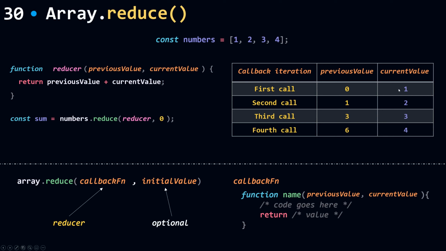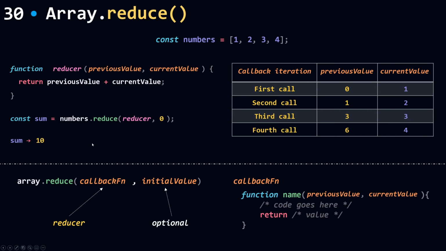Now, because we don't have any other element in the array, this is the last iteration, or the last call. And on the fourth call, the reducer will return the previous value plus the current value, which is 6 plus 4, so it's going to be 10. So now the sum of the numbers in our numbers array will be 10.